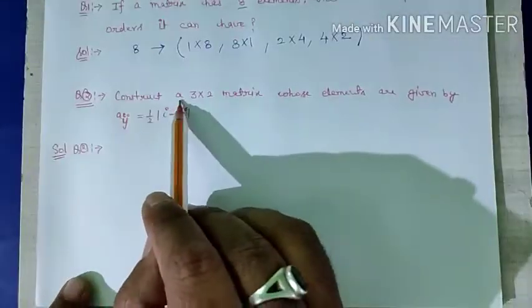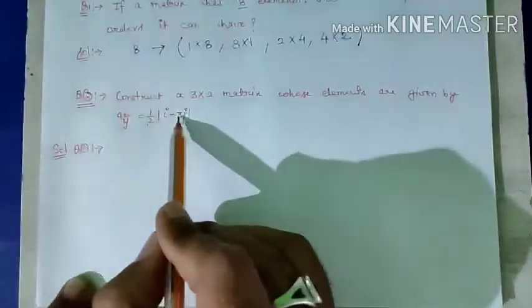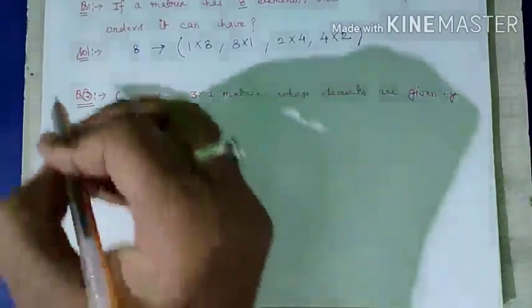Now the next question, construct a 3 by 2 matrix whose elements are given by Aij equals 1 by 2 modulus of (i minus 3j). This is a very important type of question. Board has asked this kind of question many a time. Let's try.